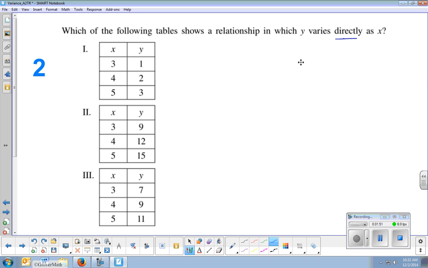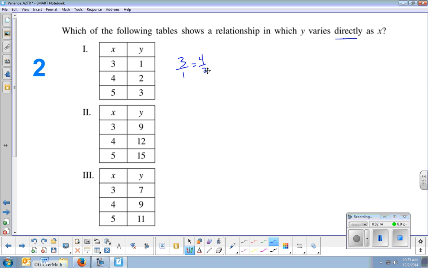So y varies directly as x. So I want to know which of these has a consistent ratio of a division. So let's test them. So this x3, y1, I could think of that as 3 over 1. And is that the same thing as x4, y2? Is that the same thing as 4 over 2? Does 3 over 1 equal 4 over 2?